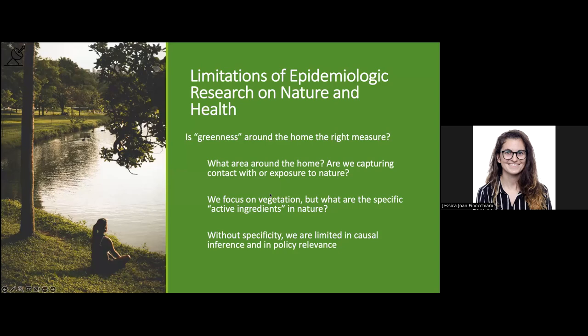Okay, so I said a lot of things here. There are a lot of assumptions that were baked into all of those things, right? That 1200 meter buffer, this vegetation index. Is greenness around the home the right measure? First of all, what area around the home is right? Is 1200 meters right? Is 100 meters right?